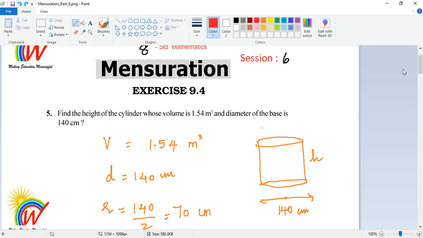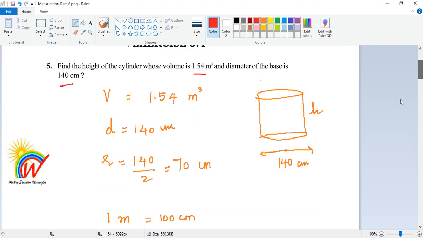Now question number 5. It says find the height of the cylinder whose volume is 1.54 meter cube and diameter of the base is 140 centimeter. So they're asking you to find the height of the cylinder. If there is a cylinder, it will have a radius. Here the diameter is given as 140, that is the whole length. Radius is half of it, so 140 divided by 2 is 70. And height is what we need to find.